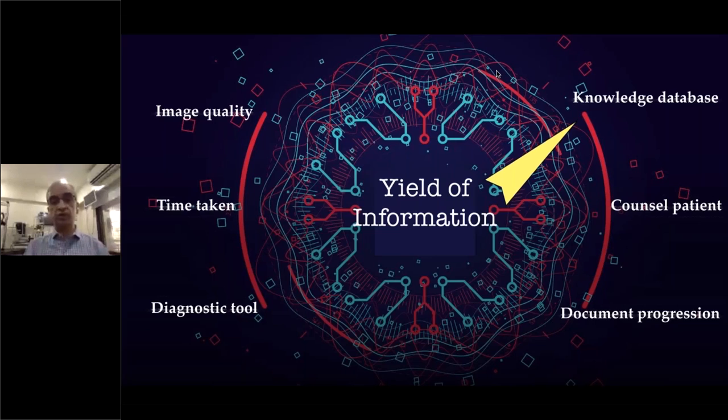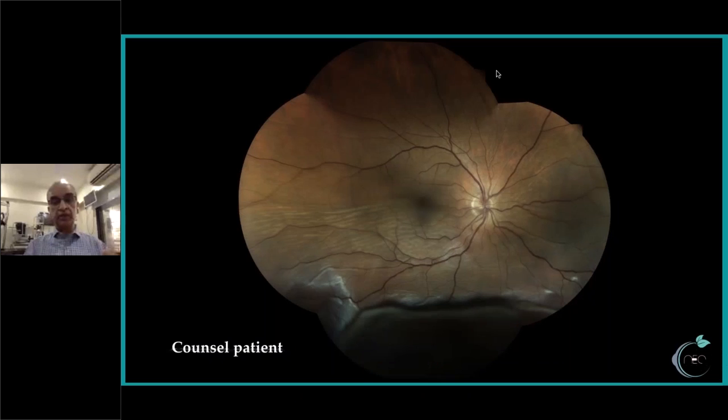So this is how you counsel the patient. This is a patient who came to me and said that I cannot see in the superior part of my vision, and when I took an image, you can see a retinal detachment. Then it becomes very easy. You tell the patient that you have a detachment, you need a surgery, and the next day we operated on this patient. So this is how you counsel a patient.